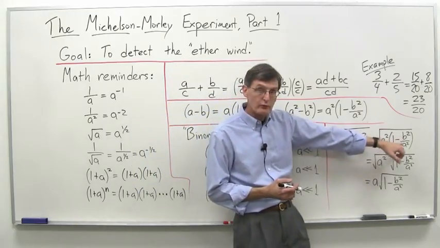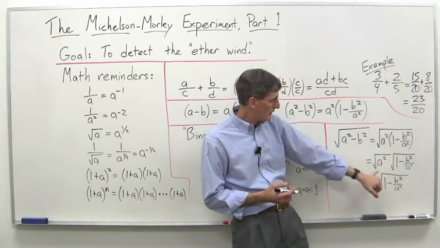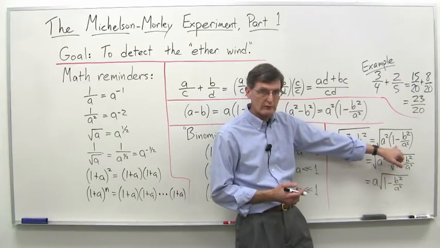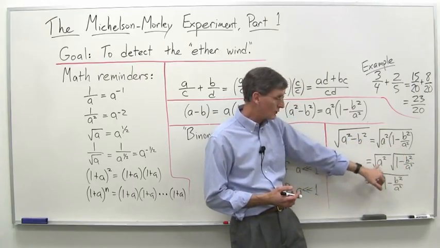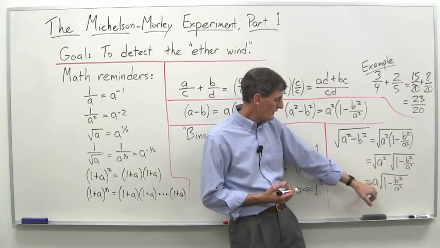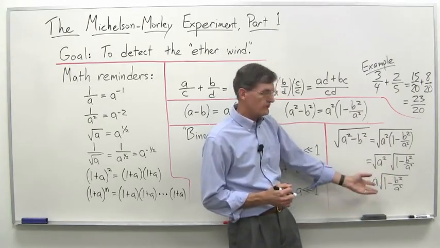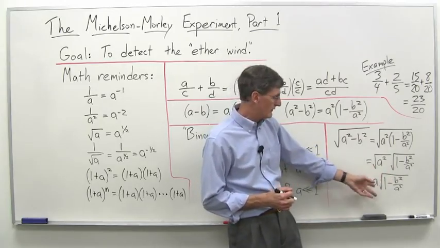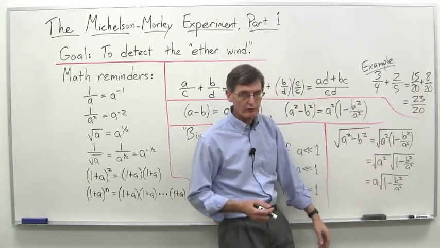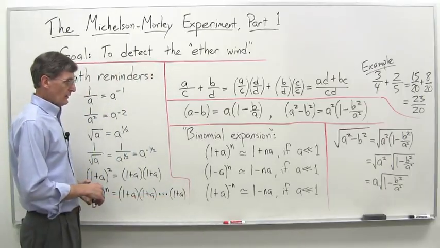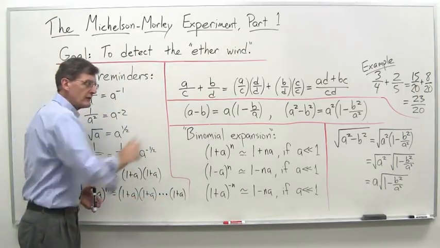We have a squared times 1 minus b squared over a squared. So that's the same as the square root of a squared times the square root of 1 minus b squared over a squared. And the square root of a squared is just a. And we're assuming here that a is a positive number. We're dealing with positive quantities here. And then that leaves the square root of 1 minus b squared over a squared there. So a little bit of simplification there. Most of that we did in our math review.